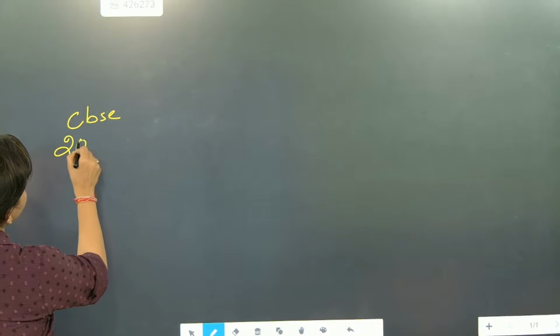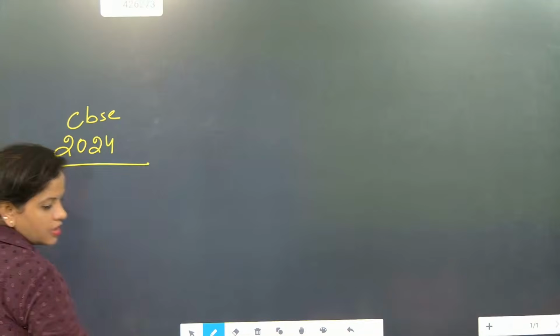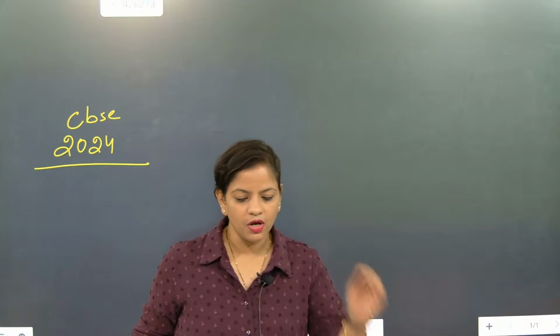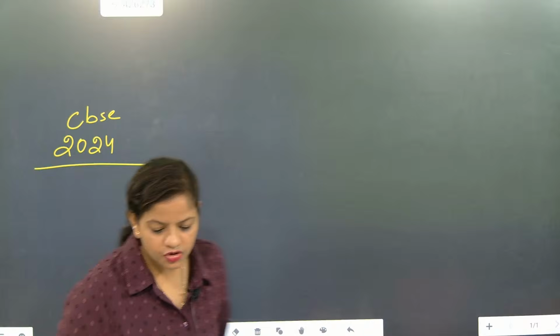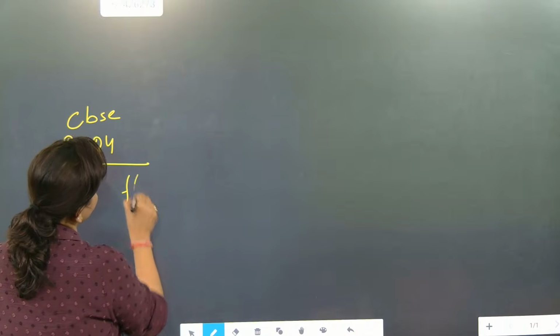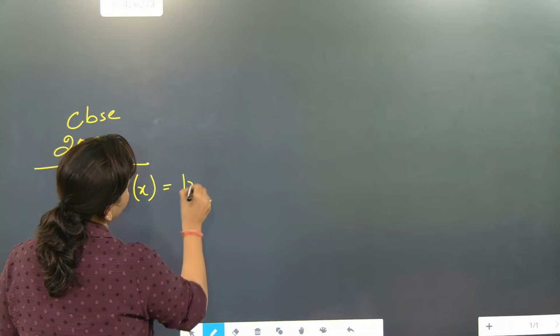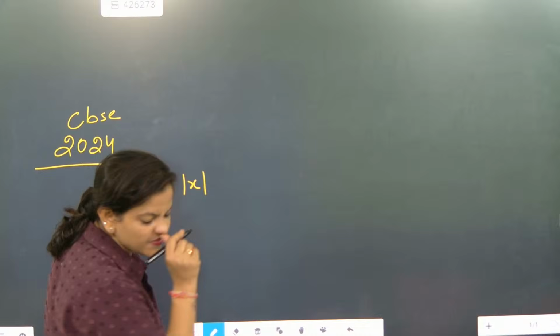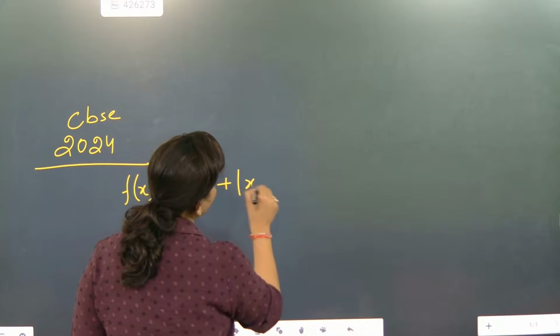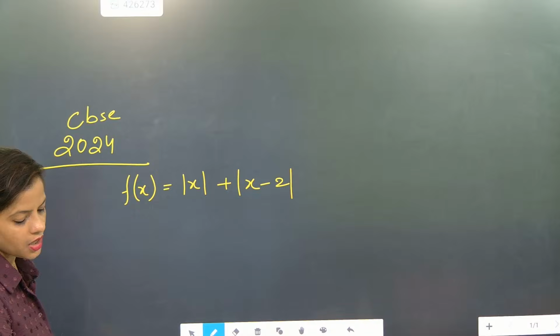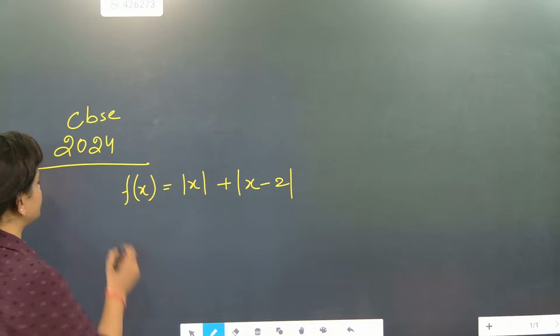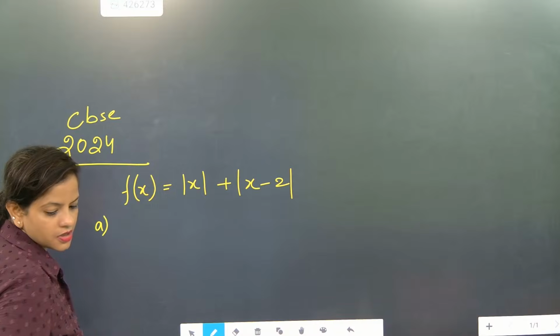CBSE 2024 question. Write down. I will explain it to you. Please go for it. Correct statement. So the function f of x is equal to modulus of x plus modulus of x minus 2. This is what? Option first.